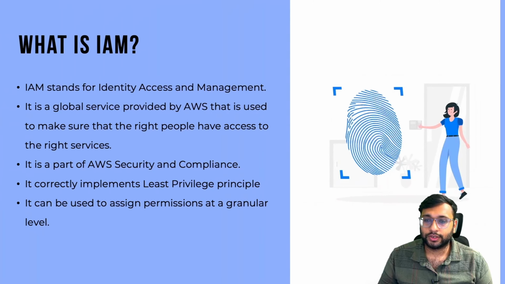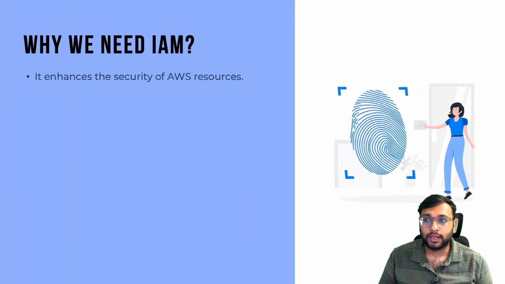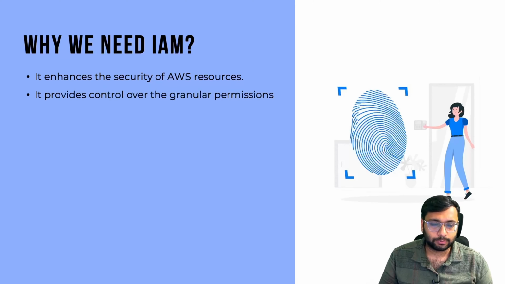So next, let us understand why do we need IAM. IAM first of all enhances the security of all the AWS resources because it makes sure that the user who is accessing the resource is correctly implemented with least privilege principle. If the user does not require any kind of resource or any kind of permission, he can be removed and the resources are kept safe. It provides control over the granular permissions. As we dive deep and go to the practical part, I'll show you how you can easily go deep and assign the permissions as per your requirement.